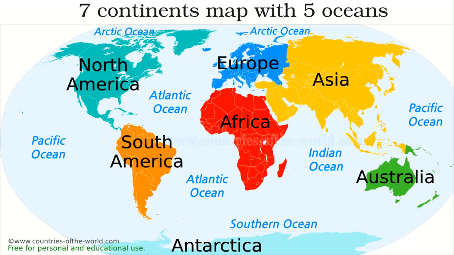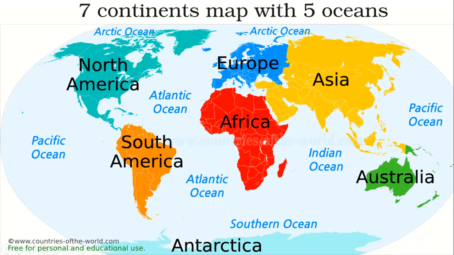Nothing but ice. Polar bears like to walk on it. And then underneath Asia and beside Africa and Australia, we have the Indian Ocean. And below the Indian Ocean, we have the Southern Ocean, or the Antarctica Ocean, which is by Antarctica, right? Down at the bottom.